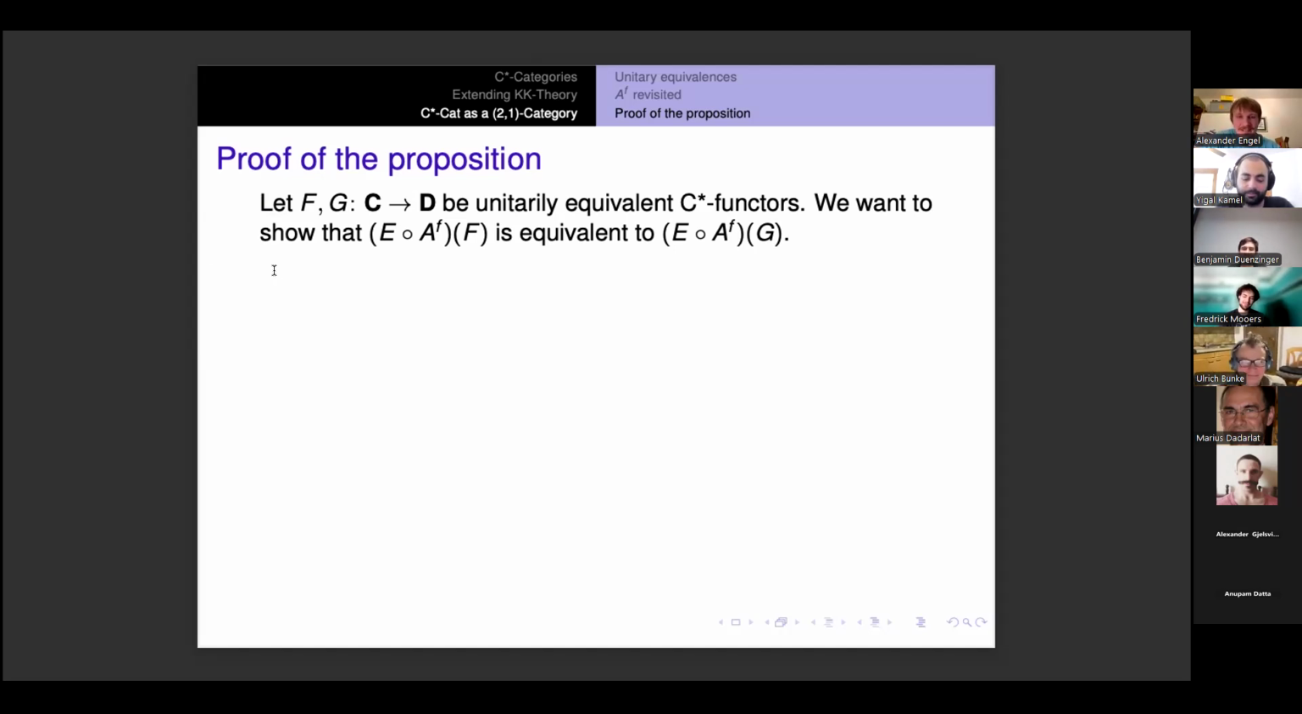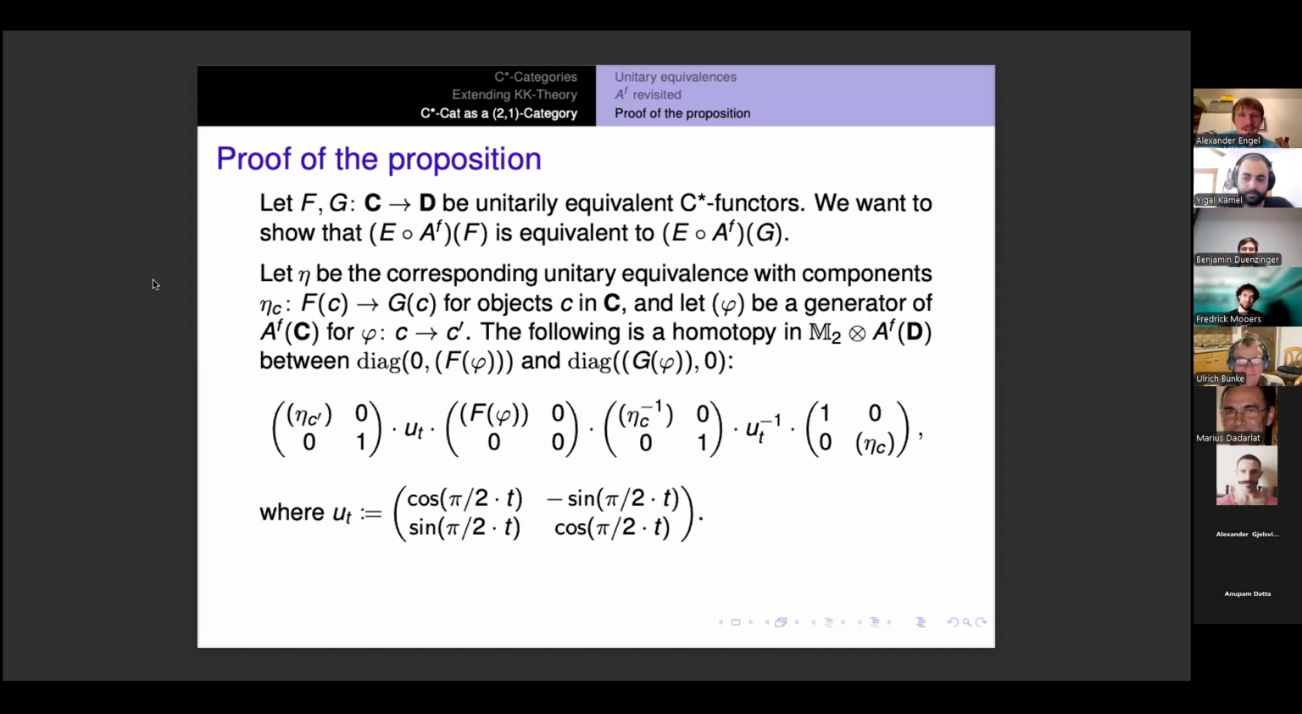Okay, let us denote this unitary equivalence by eta, and let us denote the components of it by eta c. So small c is an object in the C-star category C, and we have here all the components eta c of this unitary equivalence. And let us also look at the morphism phi and the corresponding generator in this AF C-star algebra.